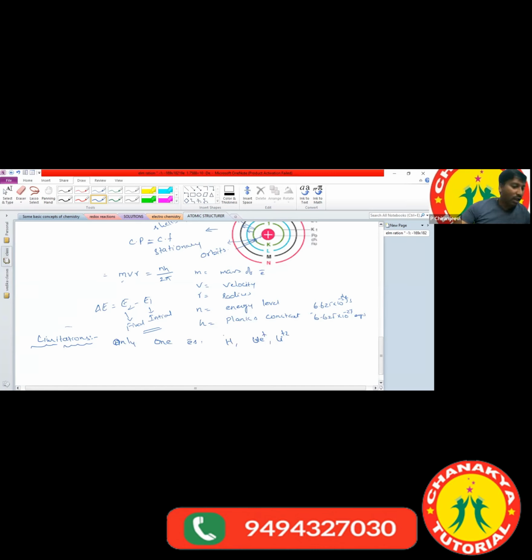Next, he didn't explain the Zeeman effect and Stark effect. So what is meant by the Zeeman effect? The Zeeman effect is the splitting of spectral lines in a magnetic field. The splitting of spectral lines in an electric field is called the Stark effect. Splitting of spectral lines in a magnetic field is called the Zeeman effect.